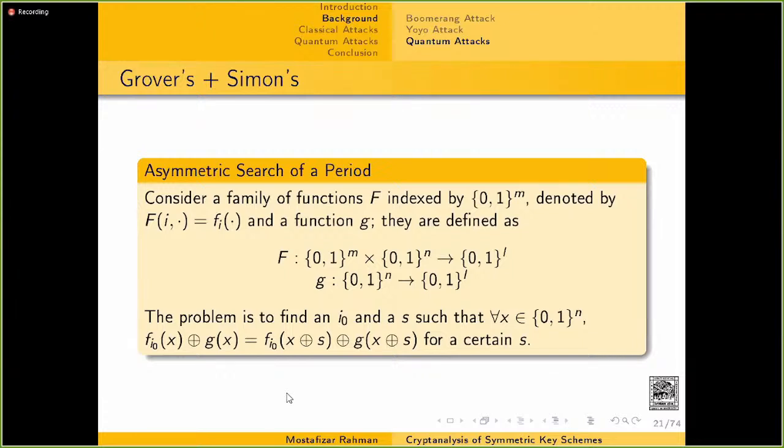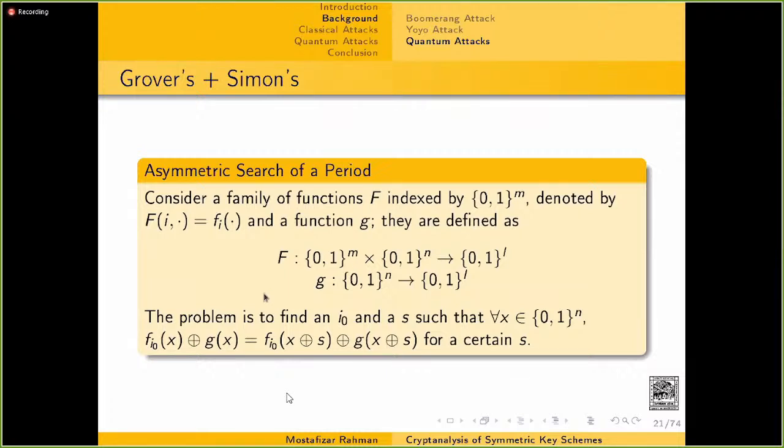Here, they are combining the Grover's and Simon's problems. They formalize a function that is not periodic all the time. It is periodic only for some values. You can see here there is a function f of ix plus j. This function is periodic only when the value of i is i0, and at that time the period is S. In that scenario, they use the Grover's plus Simon's combination.